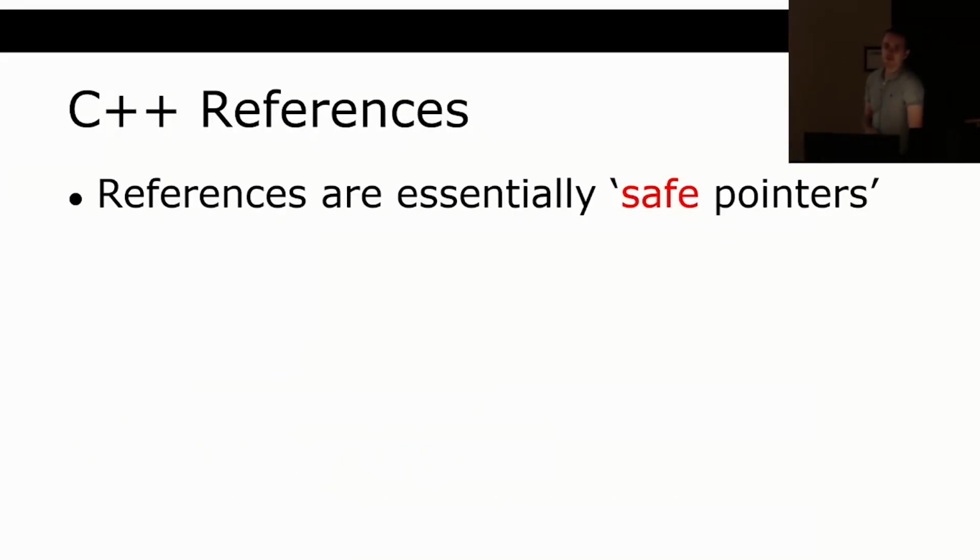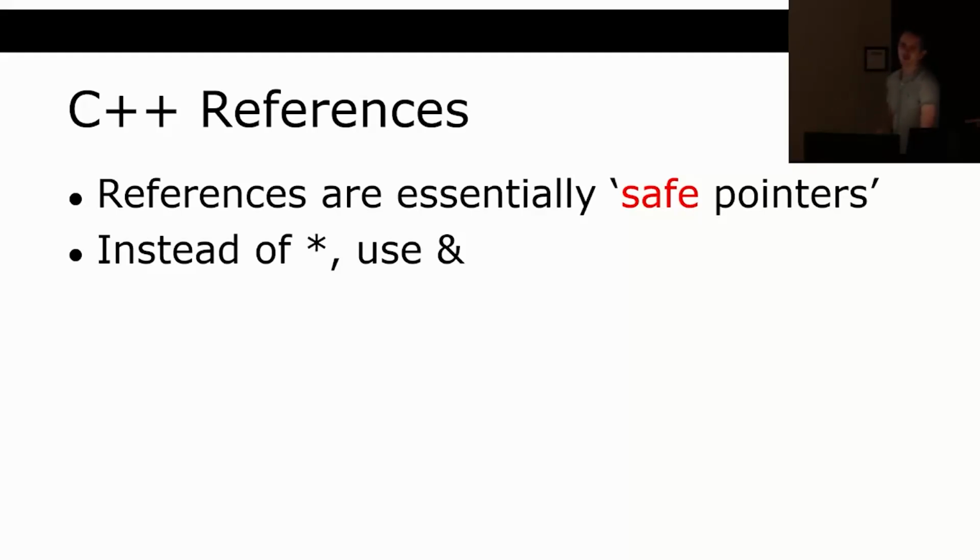References also exist in C++, just to make it even a little bit more complicated. References are essentially what they call safe pointers. They're kind of also just as dangerous, but it's harder to be dangerous with them. So instead of a star, we use an ampersand. Yay, another overloaded thing. We've seen this before. It meant dereference, but now it means reference, right? It means the same thing.